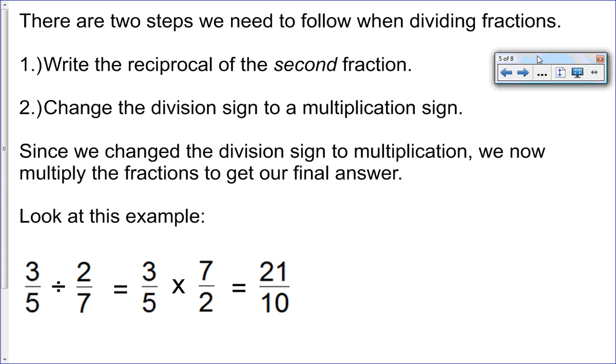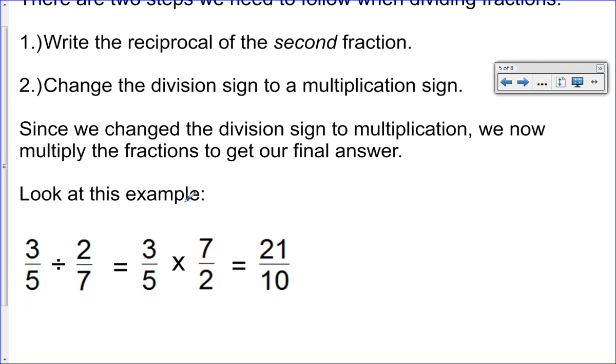Okay, there are two steps we need to follow when dividing fractions. Step 1, write the reciprocal of the second fraction. So that means leave the first fraction alone, change the second fraction. And then change the division sign to a multiplication sign. Since we changed the division sign to multiplication, we can now multiply the fractions to get our final answer.